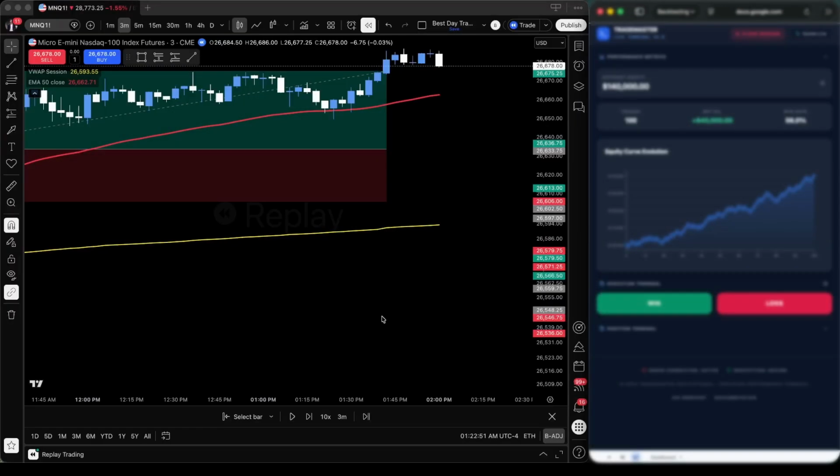It did perform amazingly well. It did perform a lot better than the MACD did. 100 trades, 40K in profit, massive. 56% win rate, amazing. This is a great strategy.